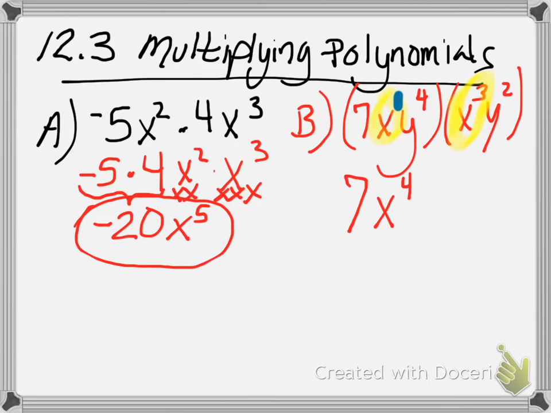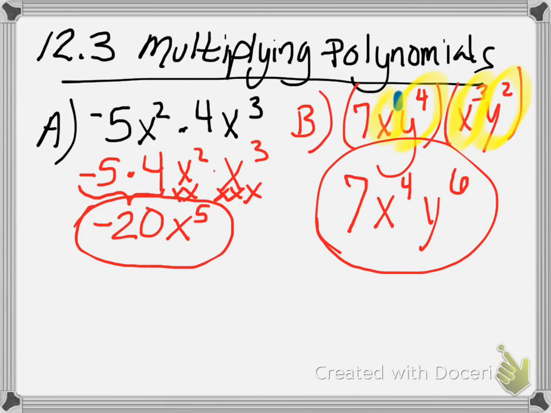And then my y variables, I have y to the fourth and y squared. So that simplifies to y to the 6th power. That's that product rule. That's as simplified as that gets.